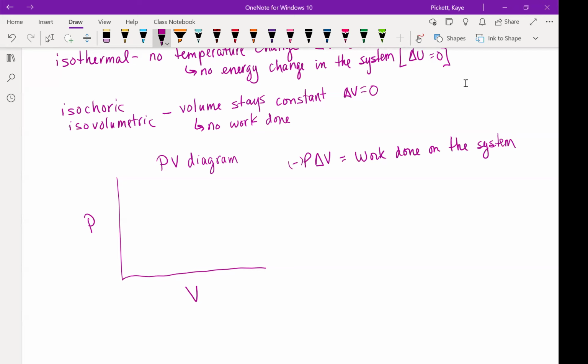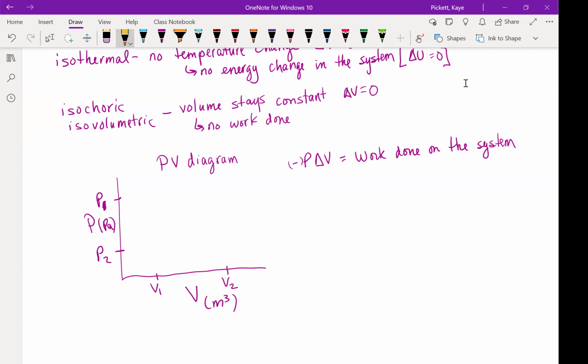So let's start with the easiest of the systems. Actually, just make that a P1 and a P2 and a volume 1 and a volume 2. And let's put these in SI units, pascals and cubic meters, because we always have units on our diagrams, always.